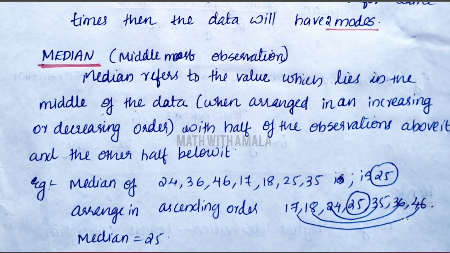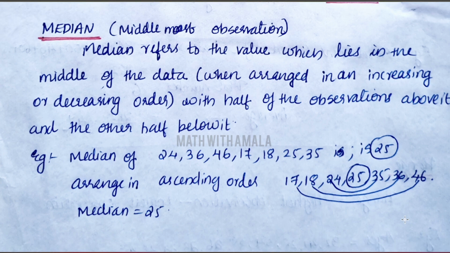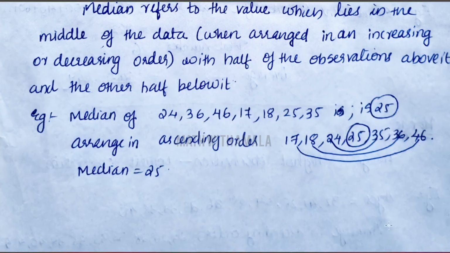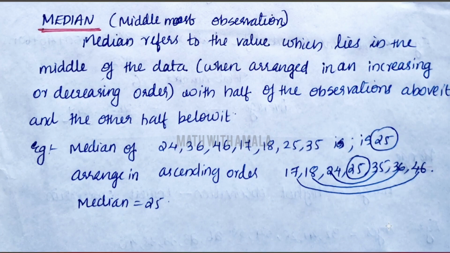Next central tendency measure is median, the middlemost observation. Median refers to the value which lies in the middle of the data when arranged in increasing order or decreasing order, with half of the observations above it and the other half below it. Median of 24, 36, 46, 17, 18, 25, 35 is 25. Here we are arranging it in ascending order and choosing the middlemost one. Below it you will have half the numbers and above it the same number. So the median of this given data is 25.